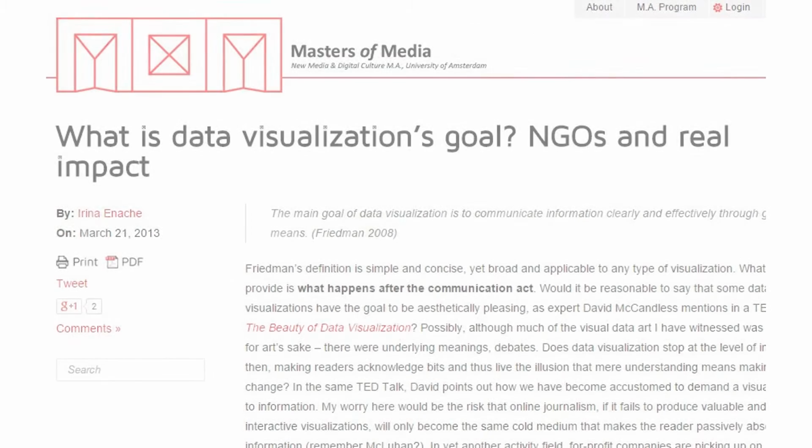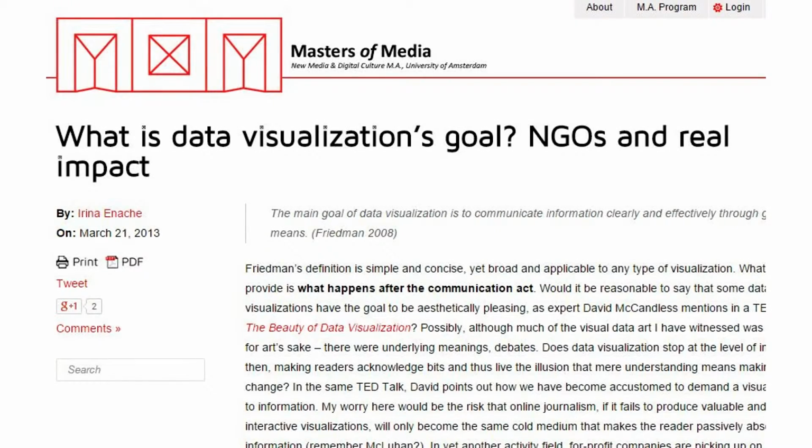I'd like to quote from an article written by Irina Inach, a new media expert who has offered a compelling explanation of how to use the principles illustrated in these charts in data visualization campaigns used by NGOs. She goes on to map the process as follows.